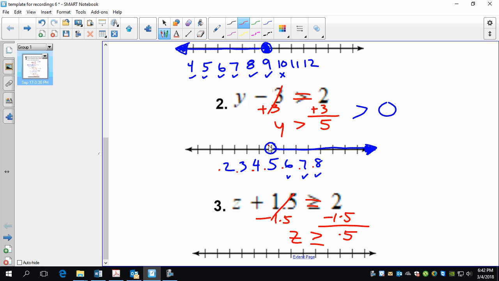So for this one, we would shade it in because it is greater than or equal to, and then we just want to make sure we go this direction again. Your arrow would go to the right. We want to make sure z is greater than or equal to 0.5. 0.5 would work, 0.6 would work, 0.7 would work, 0.8 would work, and so on. Sorry about running out of room there for number 3.